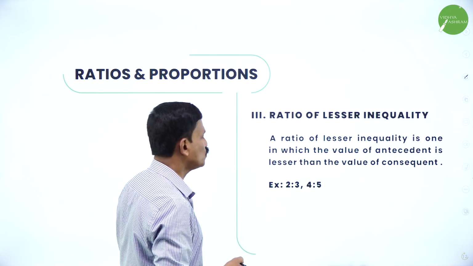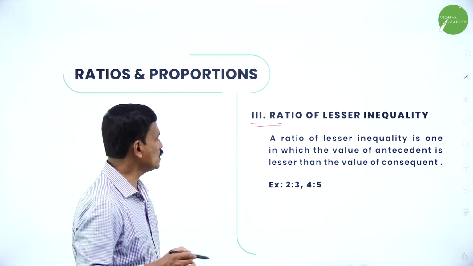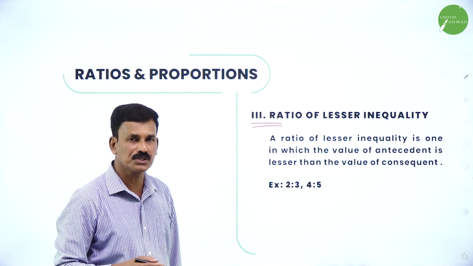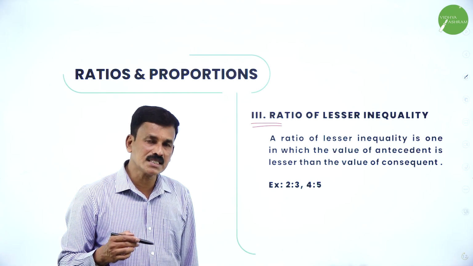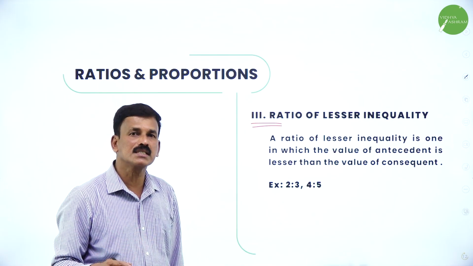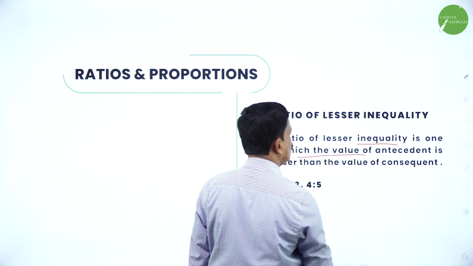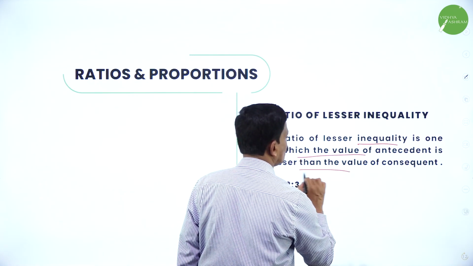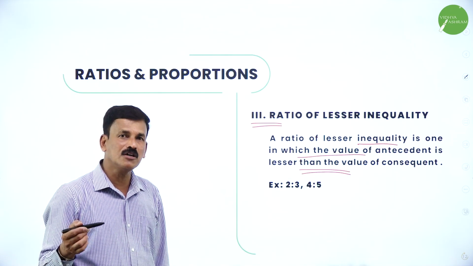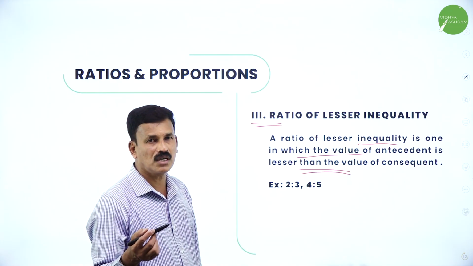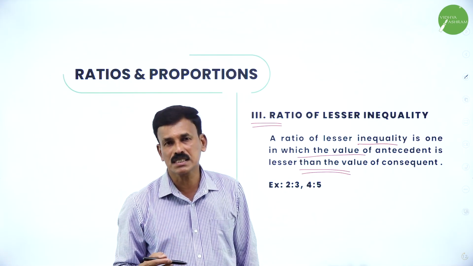Now, let us move to the third type. The third one is the ratio of lesser inequality. A ratio of lesser inequality is the opposite of the previous statement. That is, the value of the antecedent is less than the consequent. The numerator is less than the denominator. If the value of the antecedent is lesser than the value of the consequent, then it is called a ratio of lesser inequality, that is, if the numerator is less than the denominator.